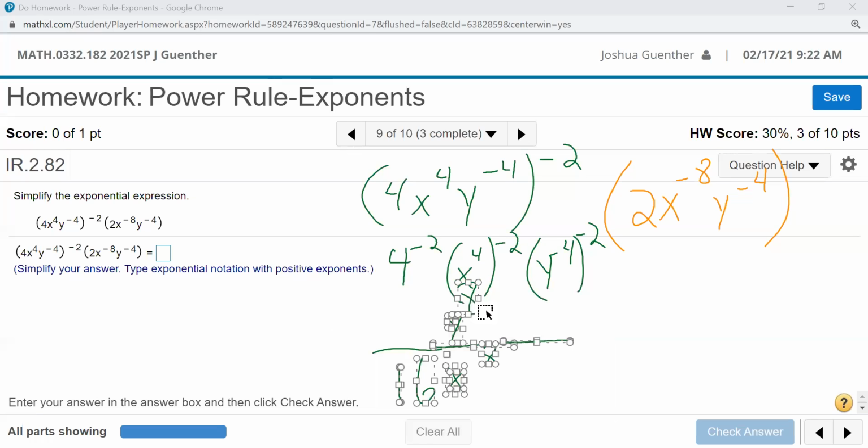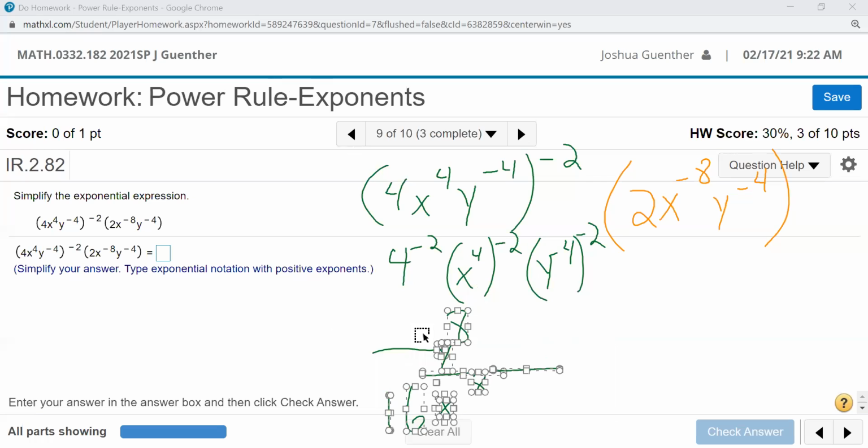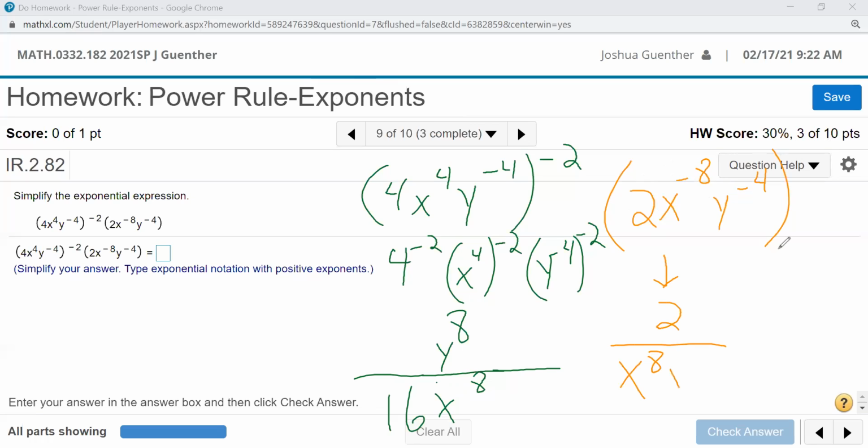So all told, we get y to the 8th over 16x to the 8th, and that'll be our green guy. We're not done with it. The orange guy is going to be a little simpler. It's not being raised to any power over here. So basically, anything that does not have a negative power will stay on top of a fraction. Anything that does have a negative power will go to the bottom of a fraction. So this essentially just becomes 2 over the x to the 8th goes to the bottom, y to the 4th also goes to the bottom.